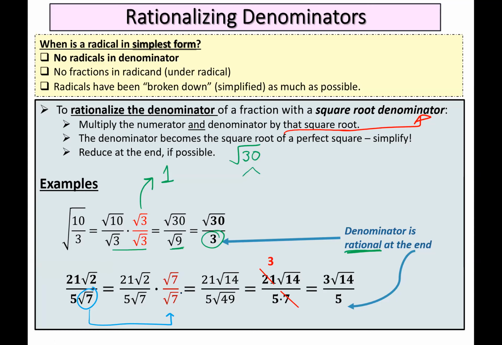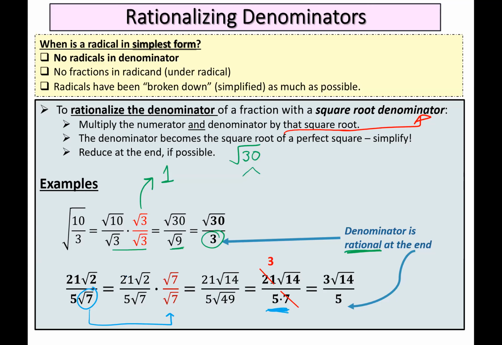Now let's multiply across. Let's start with the denominator: 5 square root of 7 times square root of 7. Those two square roots together, square root of 7 times square root of 7, is square root of 49, which becomes 7. So in the denominator, I now just have 5 times 7. I realize that that's 35, but I'm leaving it factored for a reason. We'll come back to that.